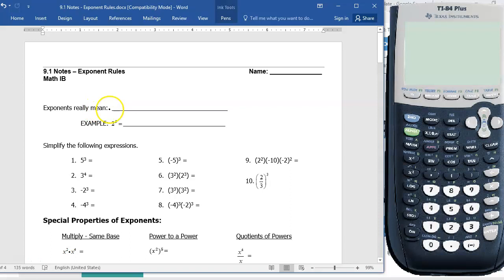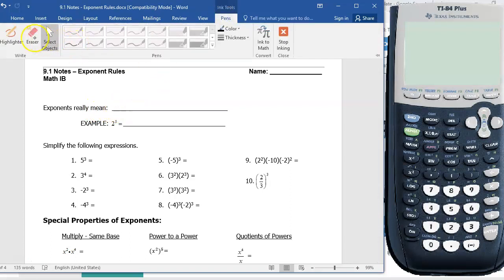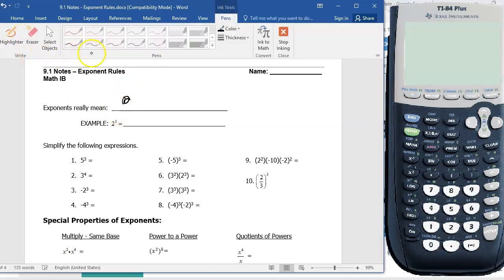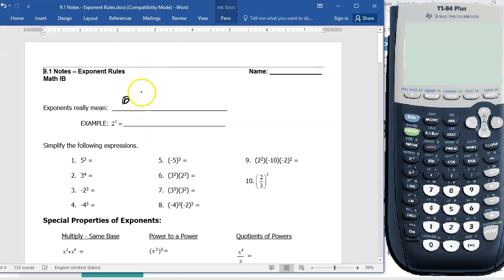Let's see what exponents really mean. Let's see if we can get the pen to work here. There we go. Exponents really mean repeated multiplication.